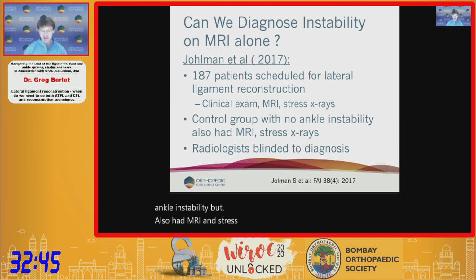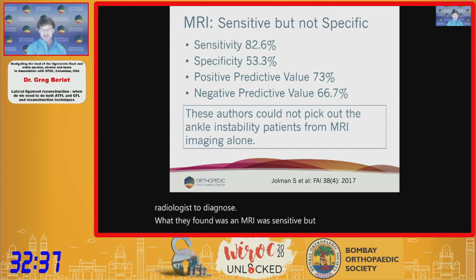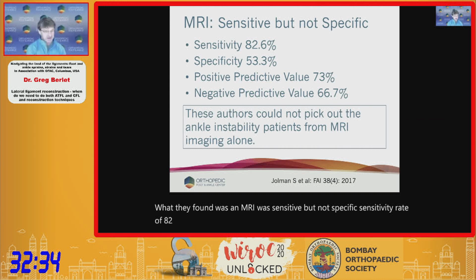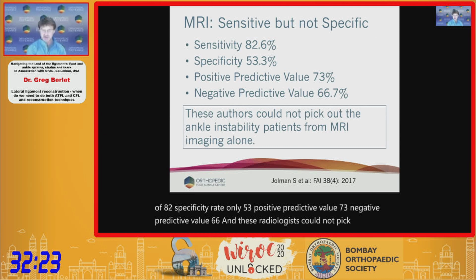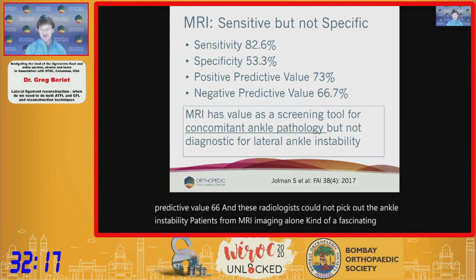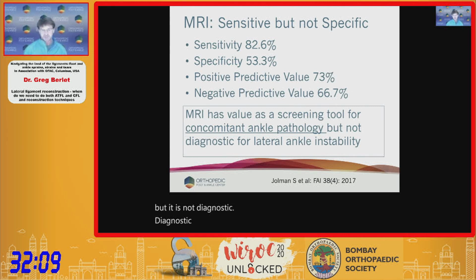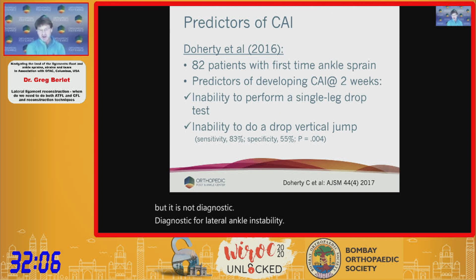Well, they had a control group who had no ankle instability, but also had MRI and stress x-rays. And they gave all these patients to the radiologist to diagnose. What they found was that MRI was sensitive, but not specific. Sensitivity rate of 82%, specificity rate only 53%, positive predictive value 73%, negative predictive value 66%. And these radiologists could not pick out the ankle instability patients from MRI imaging alone. Kind of a fascinating idea. So MRI has value as a screening tool for associated ankle pathology, but it is not diagnostic for lateral ankle instability.